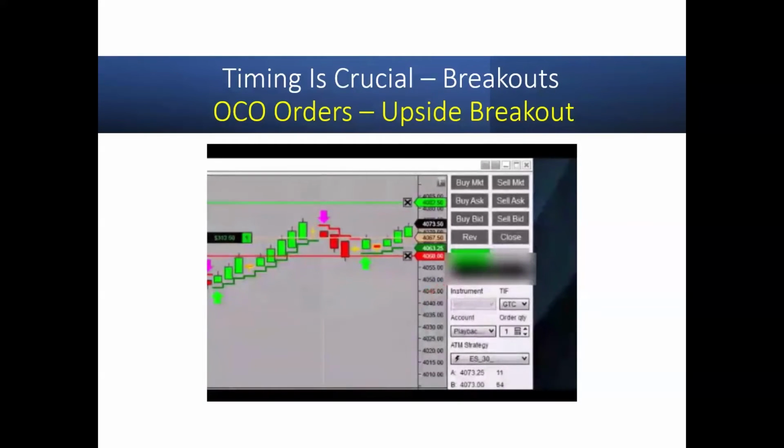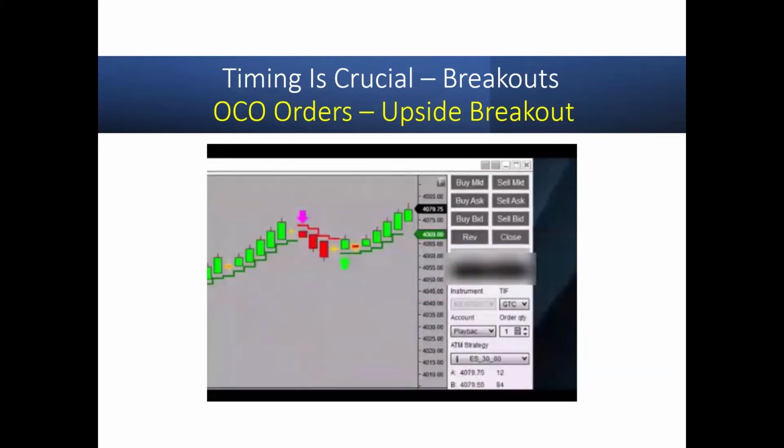I see some questions in the room. I see one question about, do I trade for a set amount of money daily? Yes, I do. I actually trade several different accounts, and I'll set a profit goal on each account. Okay, so here we came up and hit that profit target. So this is an example of using an OCO order and just waiting for the breakout.